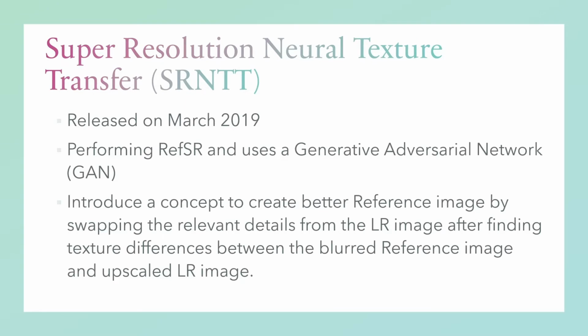Moving on to the next state-of-art network, Super Resolution Neural Texture Transfer, SRNTT, is a RefSR network that introduced an interesting concept to create a better reference by swapping the most related details based on the texture difference between the blurred reference image and the upscaled low resolution image. It uses a generative adversarial network, also known as GAN.